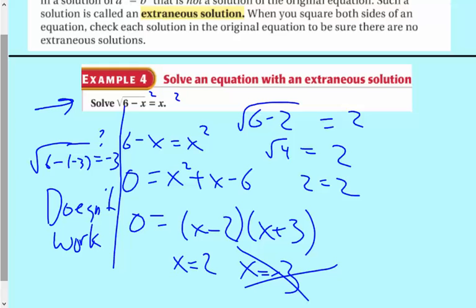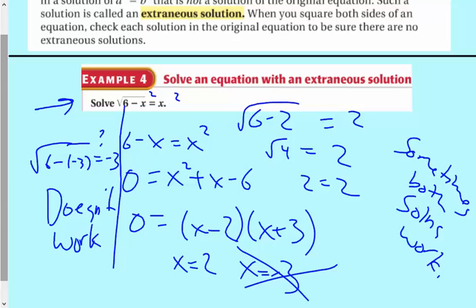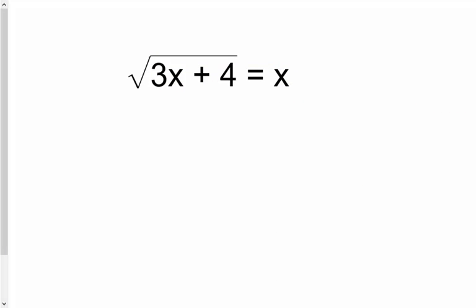Sometimes both x's work. So don't think that, well, there's 2 answers, one of them's not going to work. Don't necessarily think that. So here's another example.